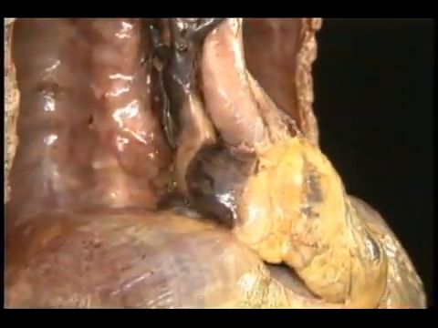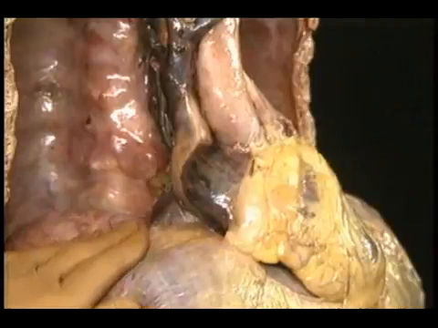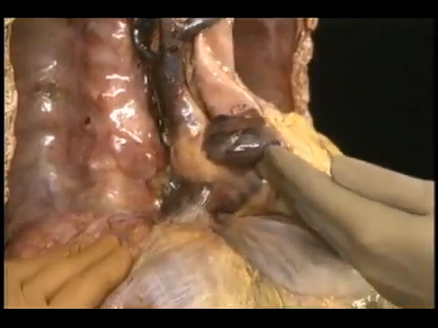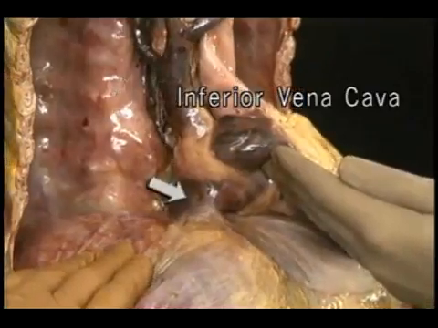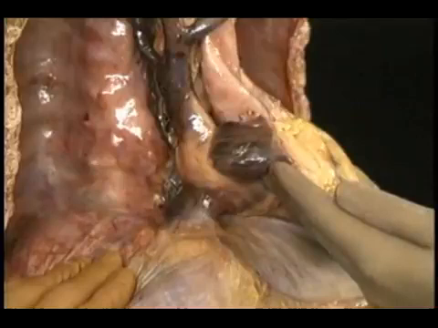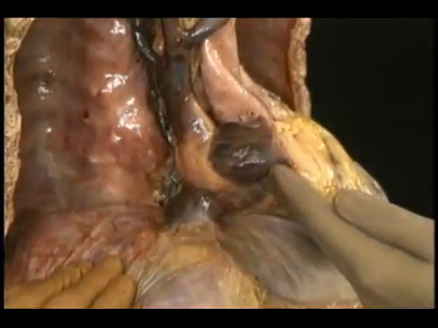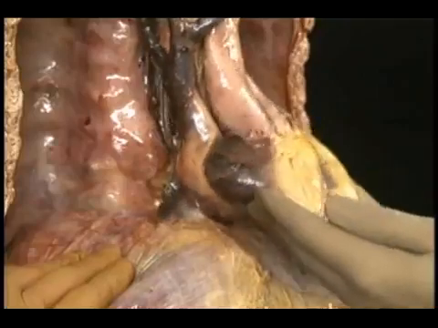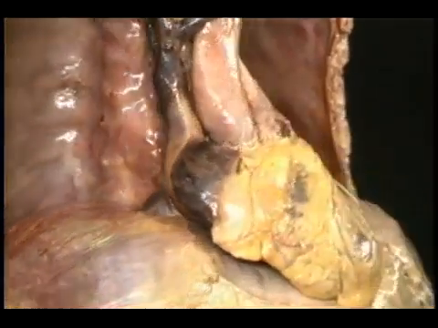To see the inferior vena cava, we'll move the diaphragm downward and move the heart to the left. Here's the inferior vena cava. After coming up through the diaphragm, it passes almost immediately into the lower part of the right atrium. It enters separately from the superior vena cava, which is here. We'll look at the course of the inferior vena cava below the diaphragm in the next section of this tape.